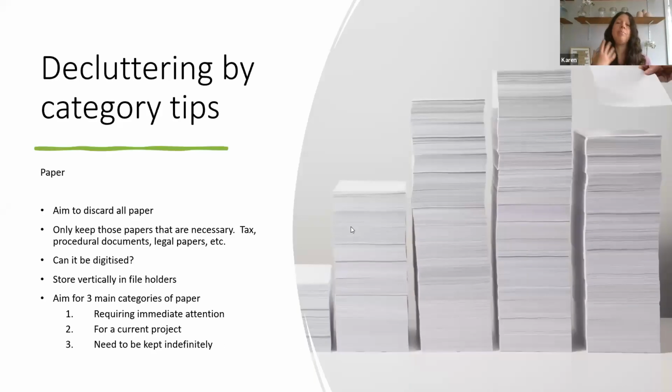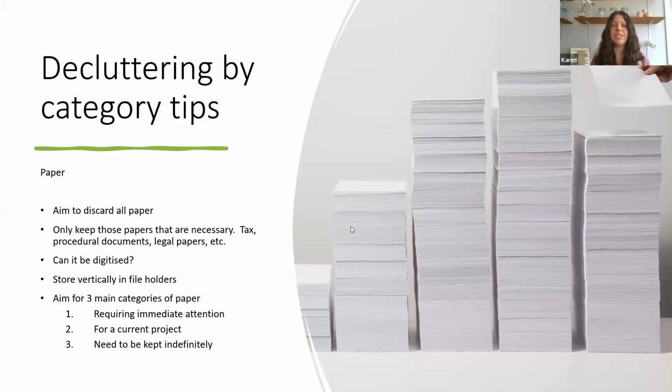Then on to paper. Paper is a huge category for a number of people out there. Paper can be very drowning. We are all surrounded by paper. And really our aim when we declutter is to get rid of everything, get rid of all paper. It sounds a bit scary, I know, but there are exceptions to this rule.